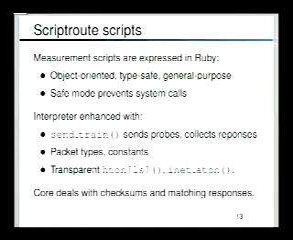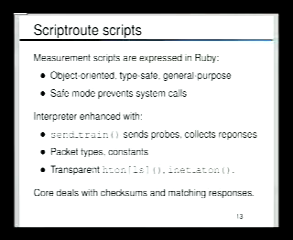We chose to express these measurement scripts in a language called Ruby. It is an object-oriented, type-safe, general-purpose scripting language. It has a safe mode that prevents system calls. It integrates very easily with C, and I understand it's all the rage in Japan. That should be motivation enough.